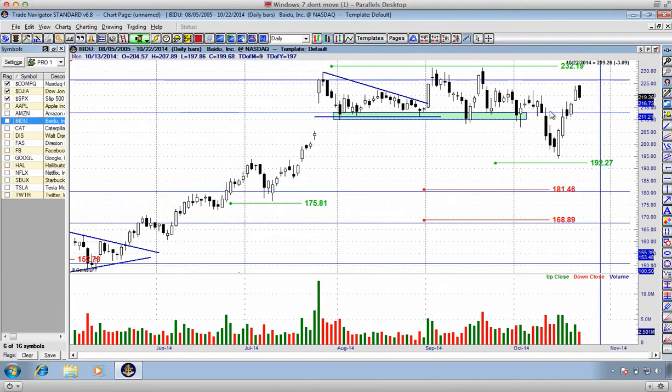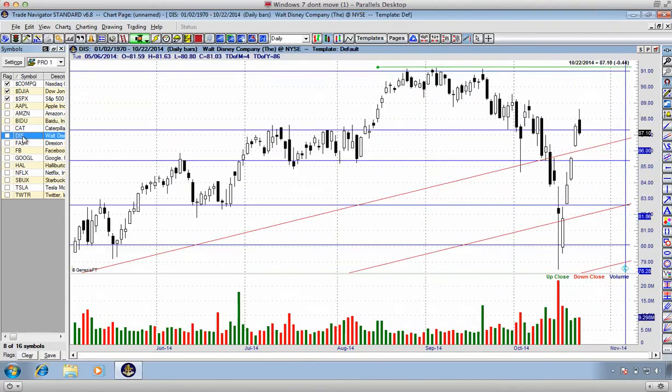Baidu again has moved back into no man's land. You can see that bearish counter attack, exactly what we expected. There's been no trade on Baidu this week. That is what we addressed over the weekend.